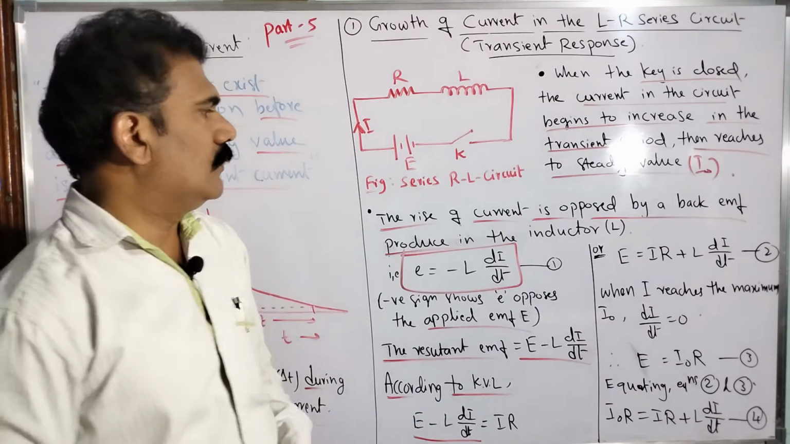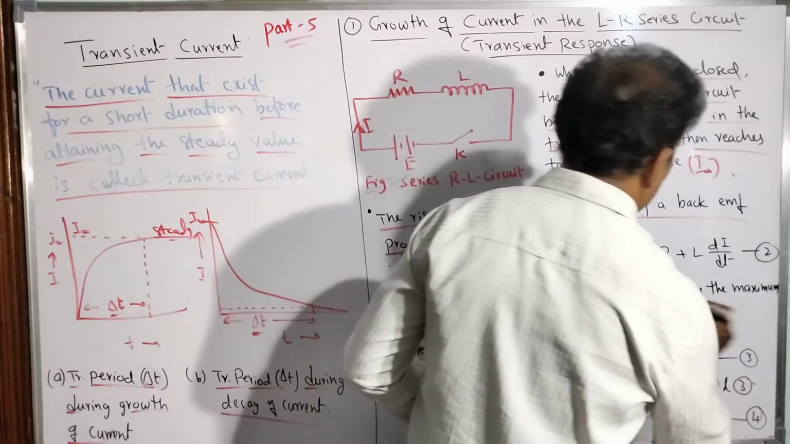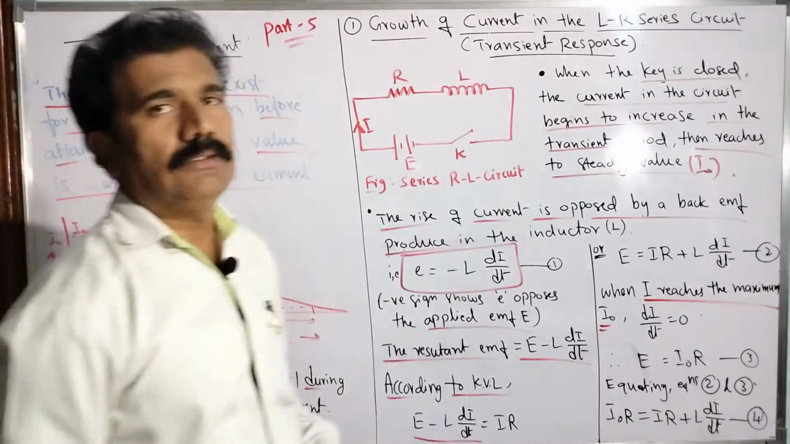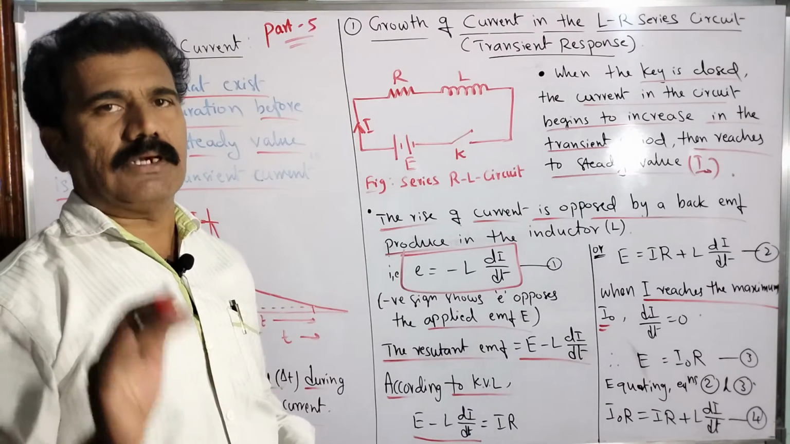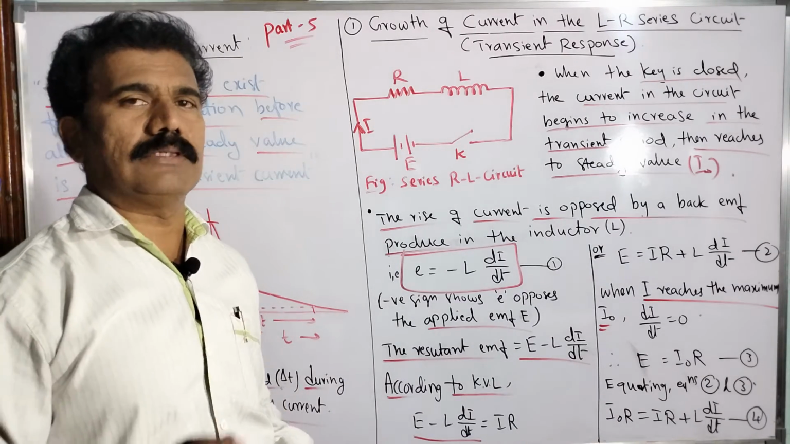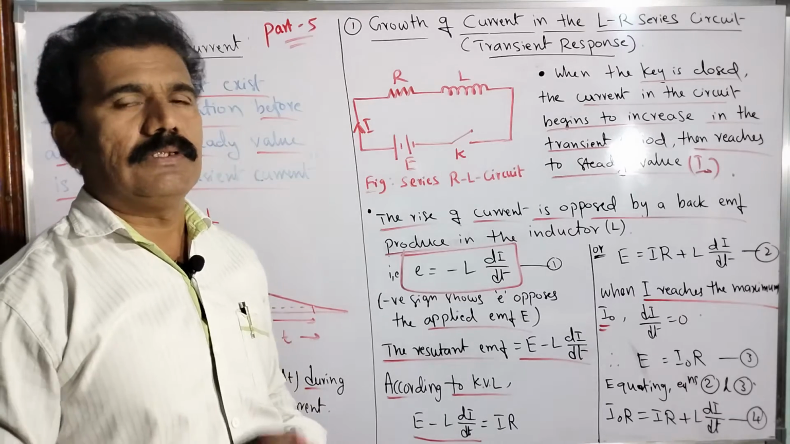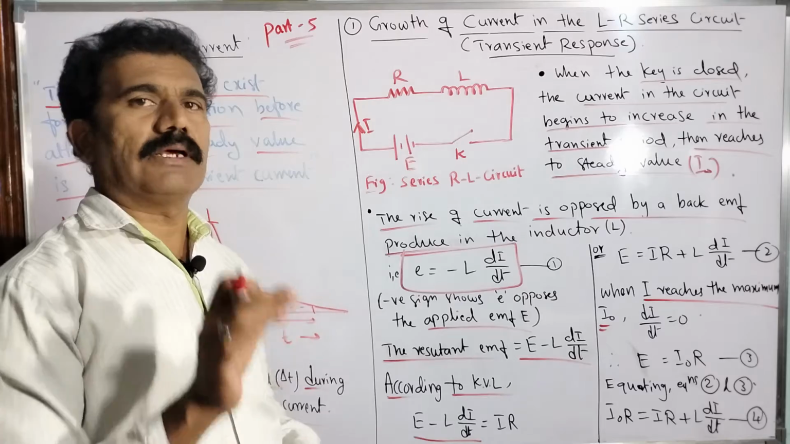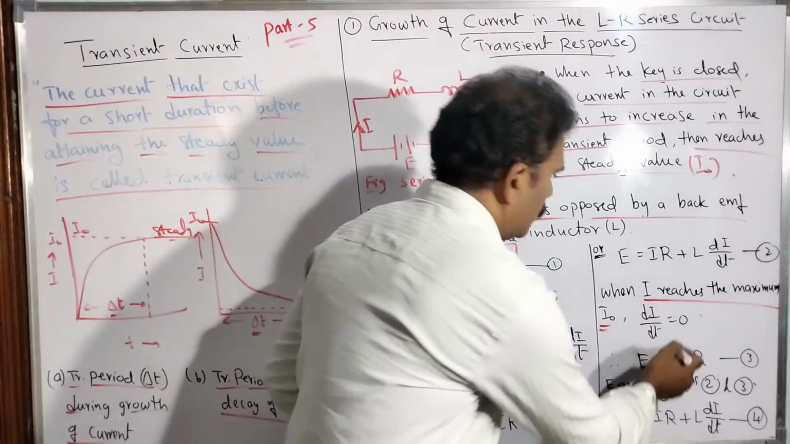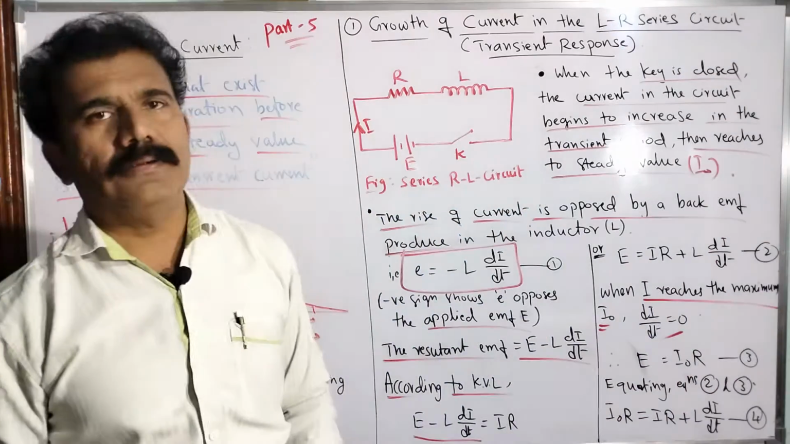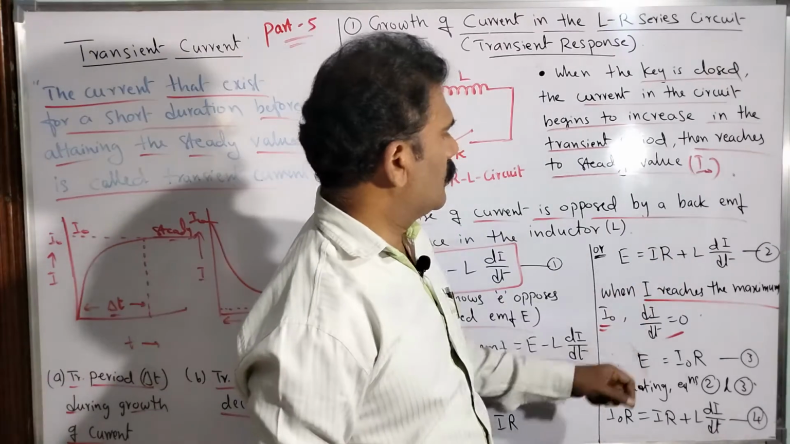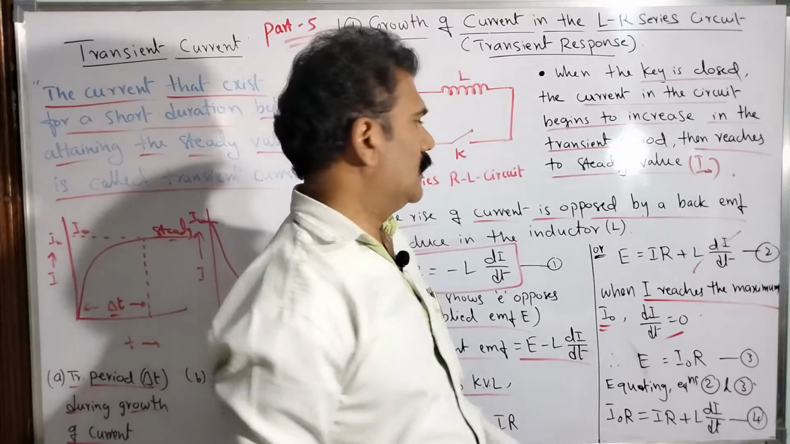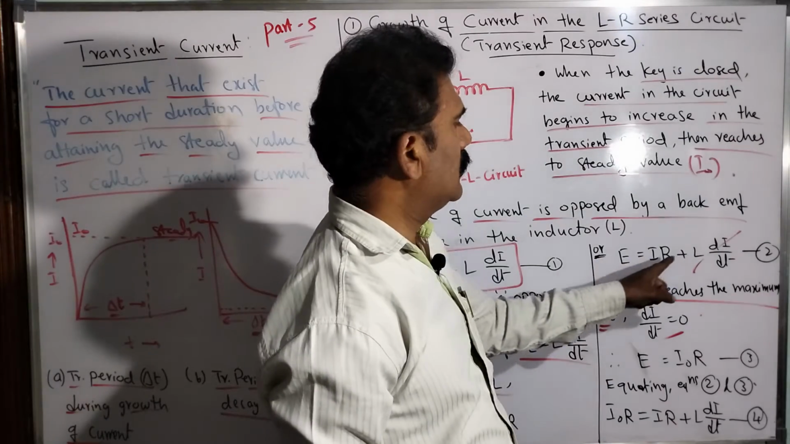Now when the current reaches its maximum value, I naught, it becomes constant. If the current is constant, what is di by dt? Di by dt is equal to 0, since the differentiation of a constant is 0. Clear? Then in the above equation, if di by dt is equal to 0, this term will go, and we are left with E is equal to I into R.